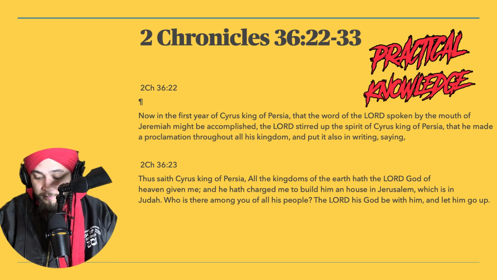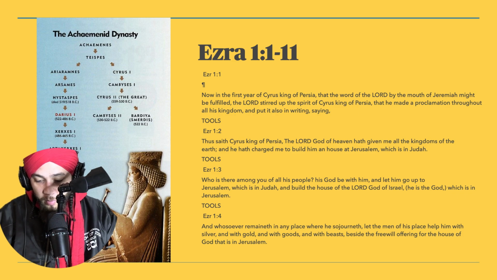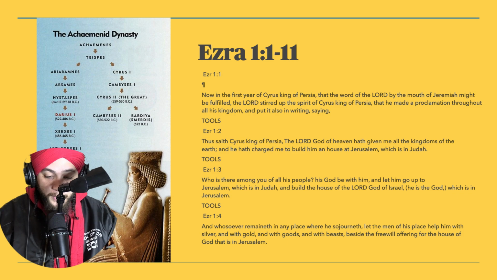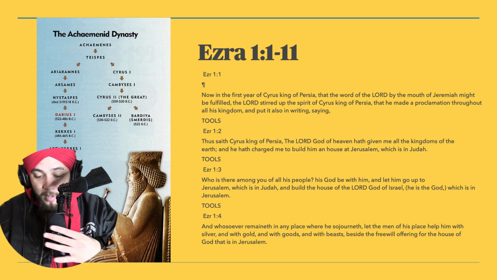So when we go back to Ezra 1:4, "And whosoever remaineth in any place where he sojourneth, let the men of his place help him with silver and with gold and with goods and with beasts, beside the freewill offering for the house of God that is in Jerusalem." So Cyrus is even going above and beyond.